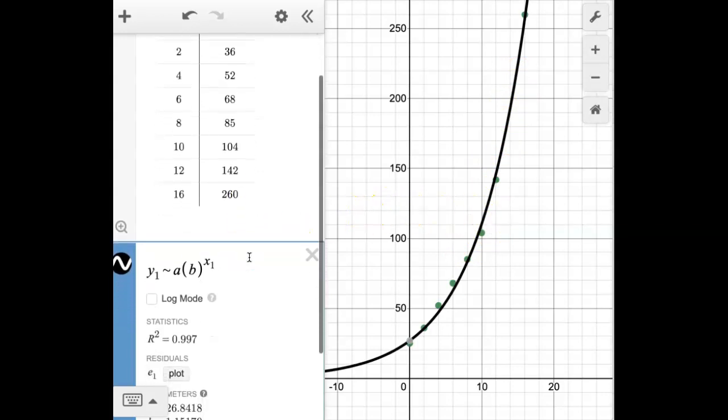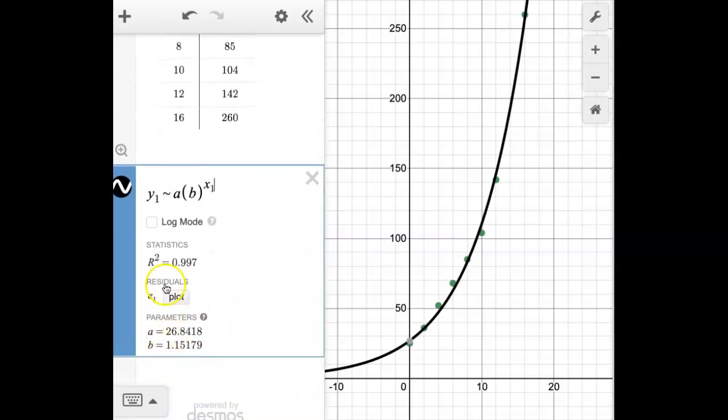So if we scroll down, we can see what a and b are, and then we'd be able to write our equation. Y equals a times b to the x power. So we would write y equals 26.8418 times 1.15179 to the x power. And what we would have is a pretty good equation for modeling the data in the assignment, right? The time in hours, and then the number of organisms. So I hope this helps. Definitely use it for any kind of exponential regression where you're not able to do it so easily by hand.